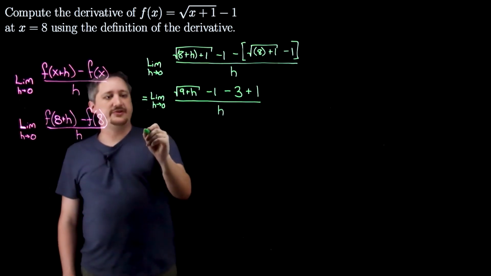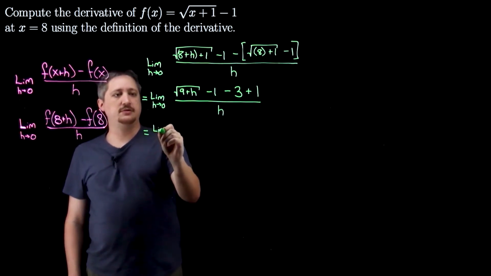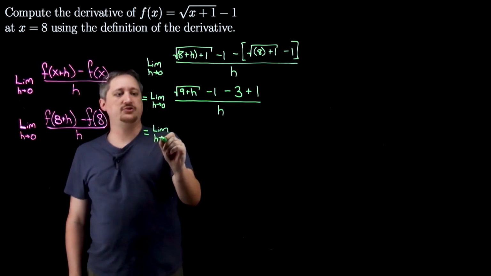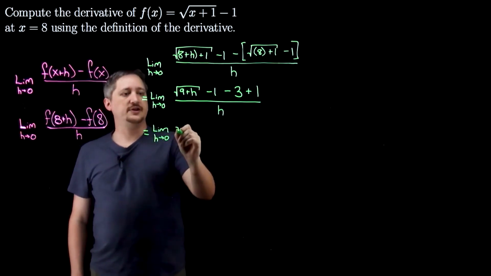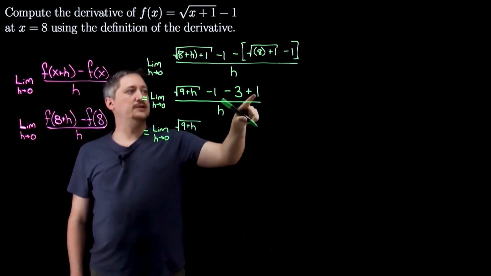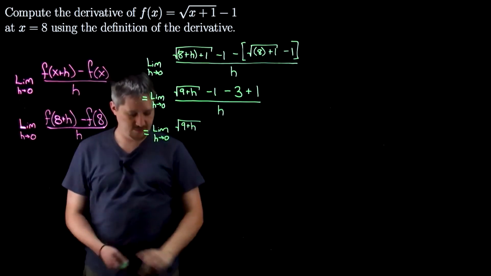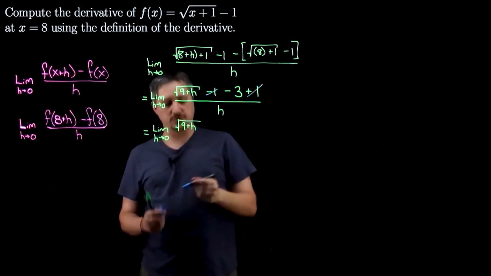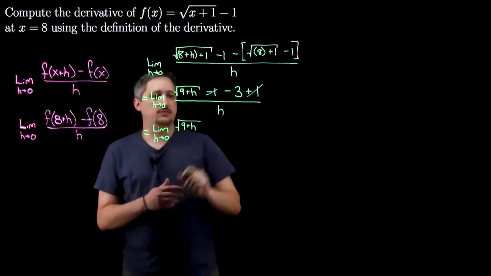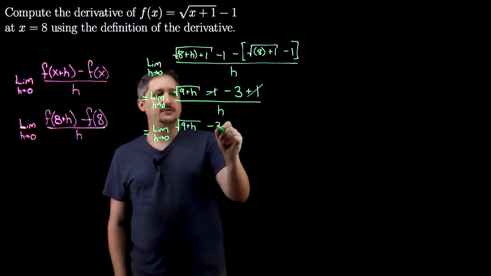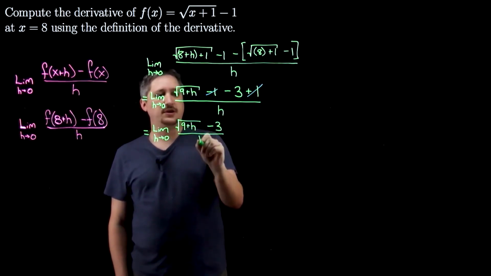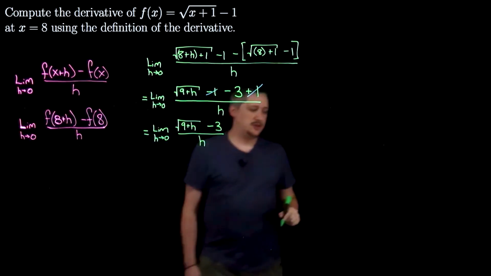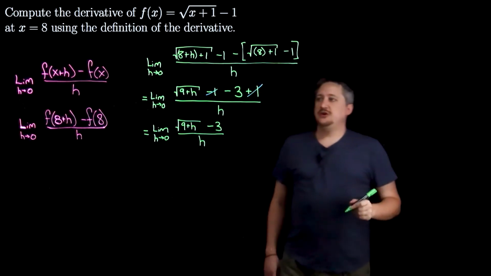Then I can put my numbers together at least there. The limit as h goes to 0. I still have the square root of 9 plus h. Minus 1 and plus 1 are going to cancel out, so maybe I'll mark that. Minus 1 plus 1, those go away, leaving me with just minus 3 over h. Okay, so now the question is, what do I do from here?